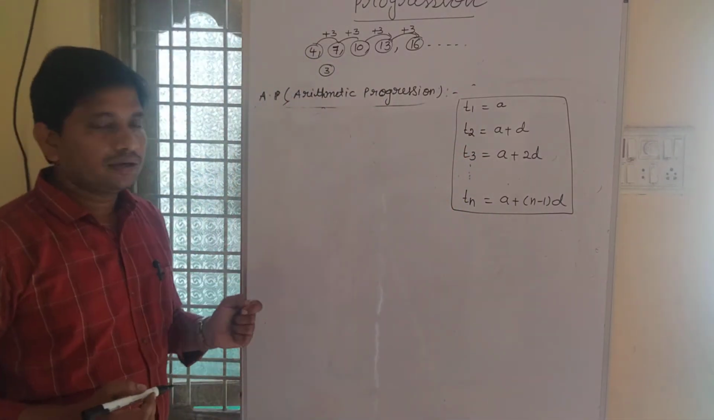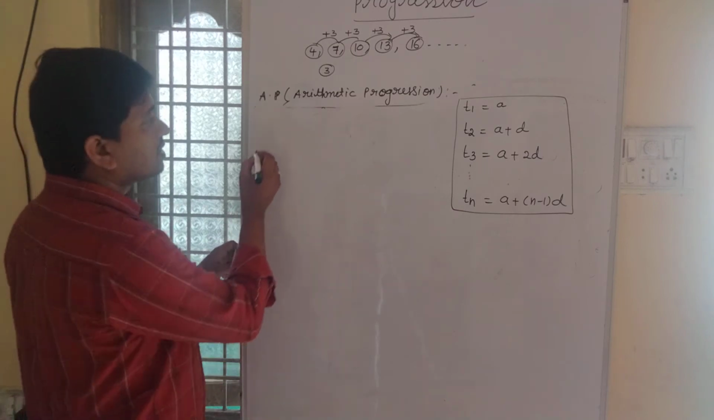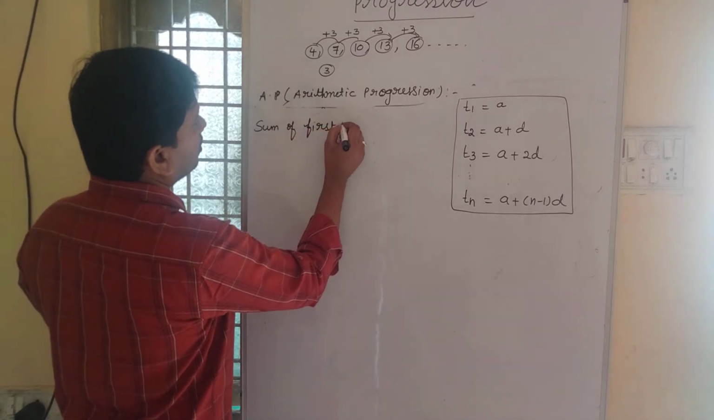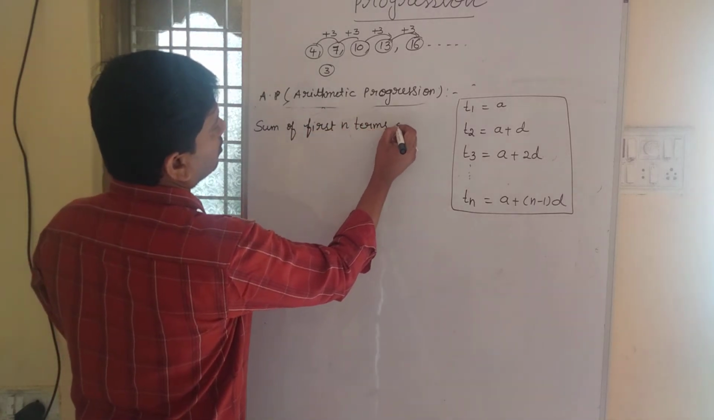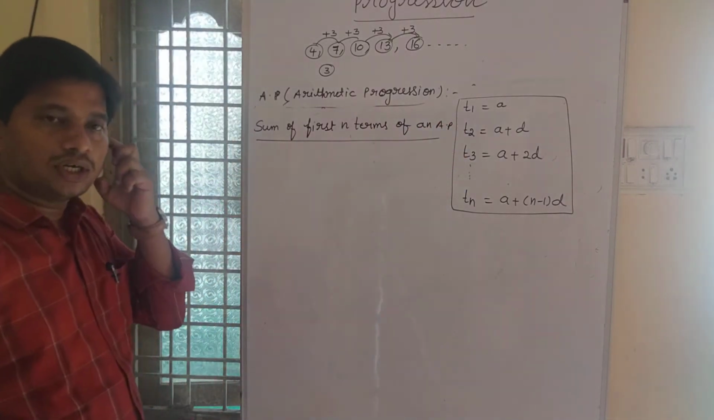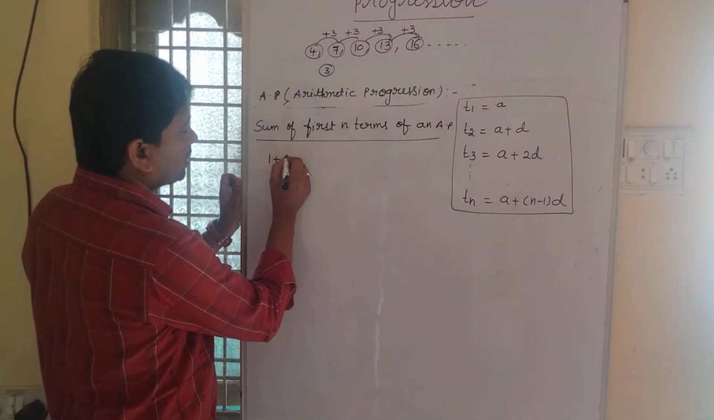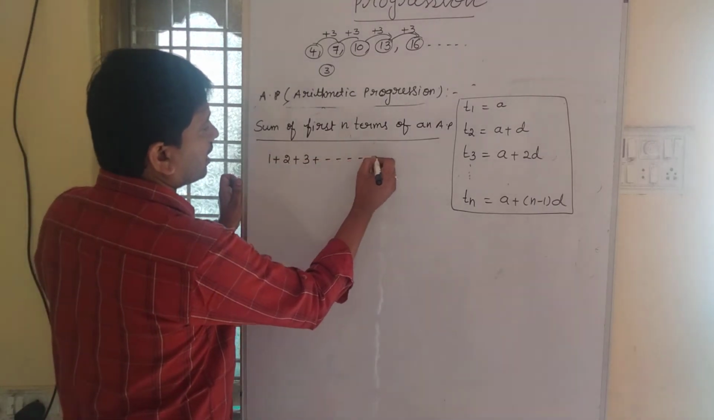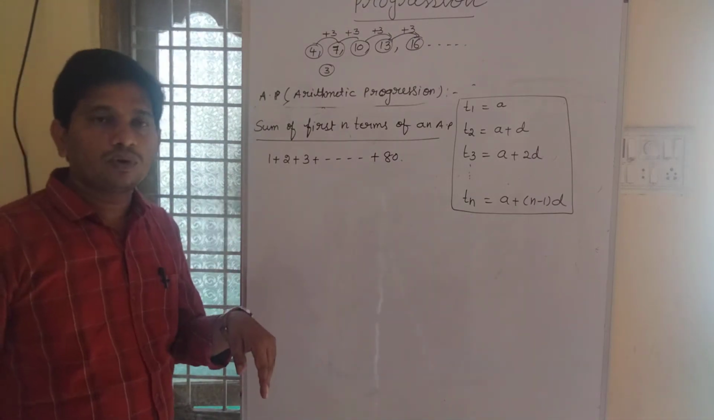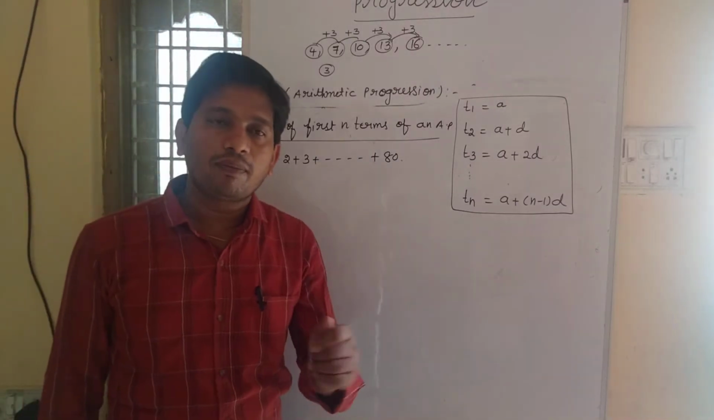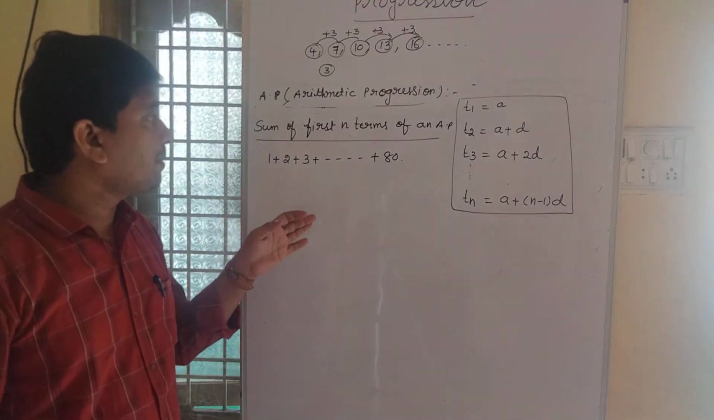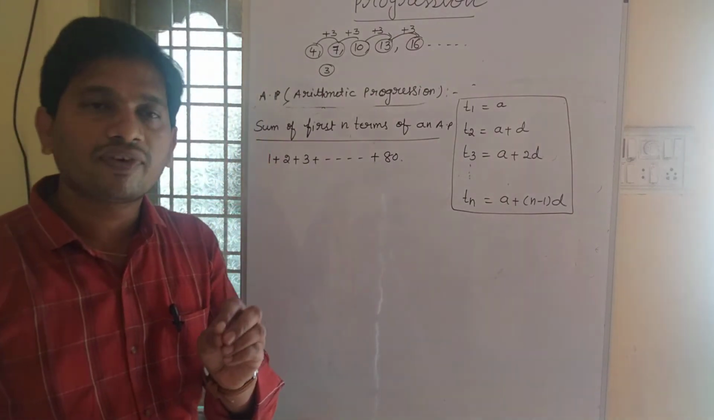Okay, and now let us discuss the sum of first n terms of an AP. For example, 1 plus 2 plus 3 plus and so on up to 80. So far we have discussed the nth term of an AP, the general form of an AP, what is the common difference, and what is the first term. Now the topic is the sum of first n terms of an AP.